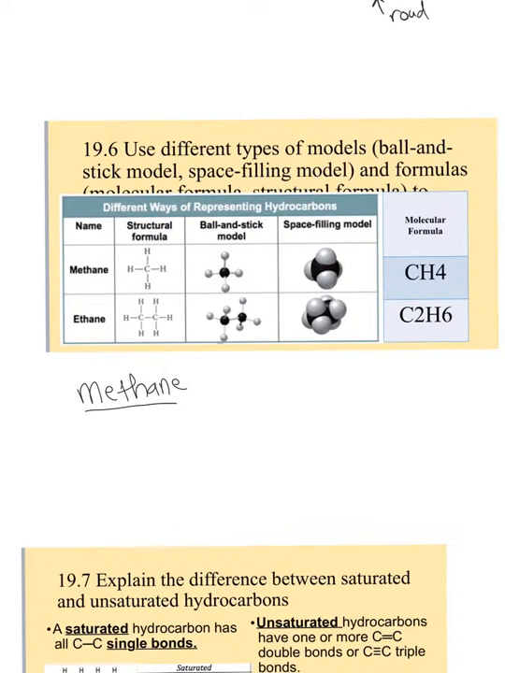Okay, methane. Methane has a chemical formula of CH4. This means we have one C attached to 4 H's. So here's one C, and it's going to have 1, 2, 3, 4, like that. Do you see that? This is methane. This is called the structural formula, where you show how everything is connected.